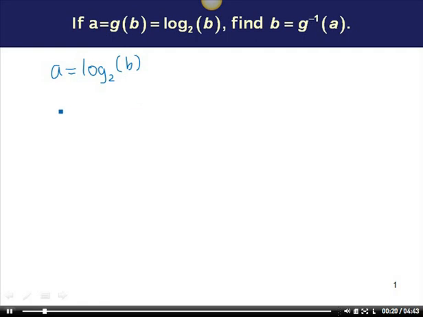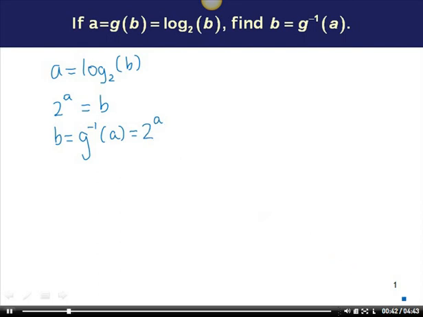The base of my logarithm is 2, so the base of my exponential is 2. Remember, the logarithm is always equal to the exponent, so my exponent in this case is a. 2 to the a equals b. So b equals g inverse of a, which equals 2 to the a.